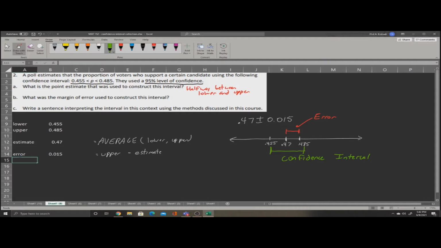Now, part C asks, write a sentence interpreting the interval in this context. The definition of the confidence interval is this. We can say, with this level of confidence, that's 95% in this problem, that the true proportion of voters who do support that candidate is within 0.455 to 0.485. However, it's important in statistics to recognize that no calculation is perfect, and we could be wrong. So we must specify that we are only saying this with 95% confidence.